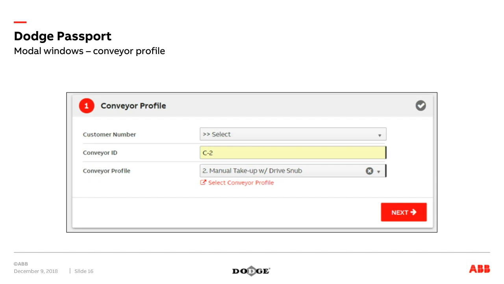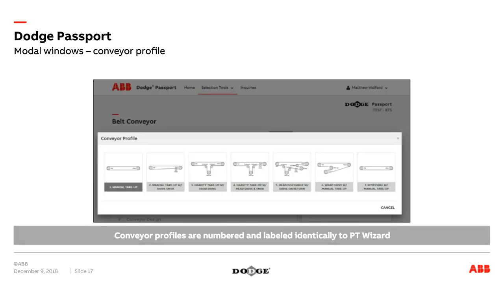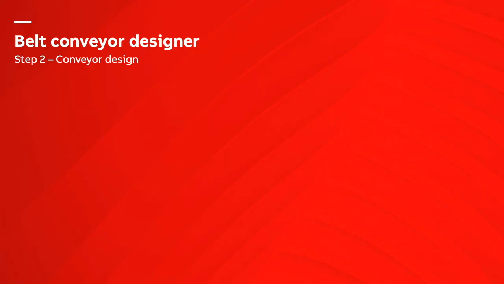With each of these, you're going to see a drop-down selection menu to choose what type of conveyor profile you want to use. In this situation, you would click on, say, select conveyor profile, where you can see a visual of what you want to choose. When you click on that, you can see the 7 different profiles, moving across from a manual take-up to a manual take-up with a drive snub and a number of different options, even gravity take-ups as well. But again, you choose what type of profile you would be using, and then move into the actual conveyor design.